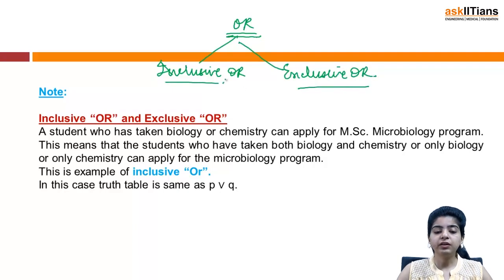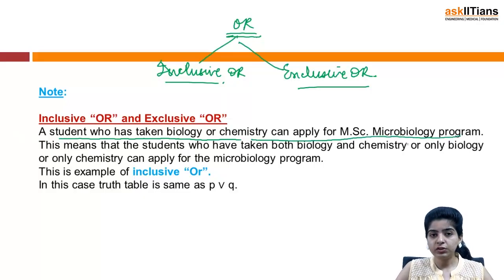Just try to understand the difference between the two. In fact, it is apparent from the names also. We have inclusive OR and we have exclusive OR. Let's discuss an example. A student who has taken biology or chemistry can apply for the MSc microbiology program.